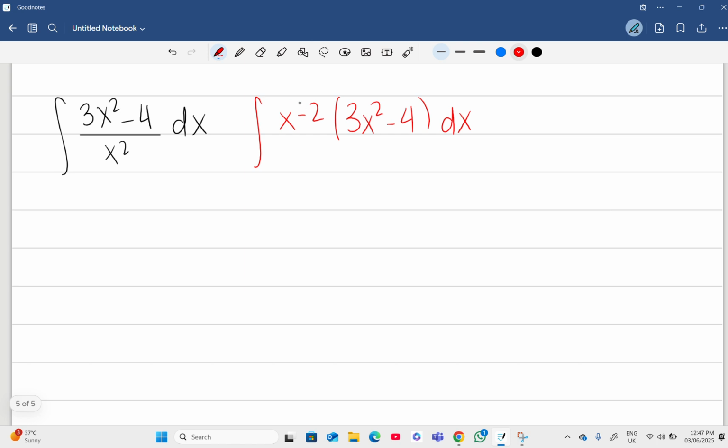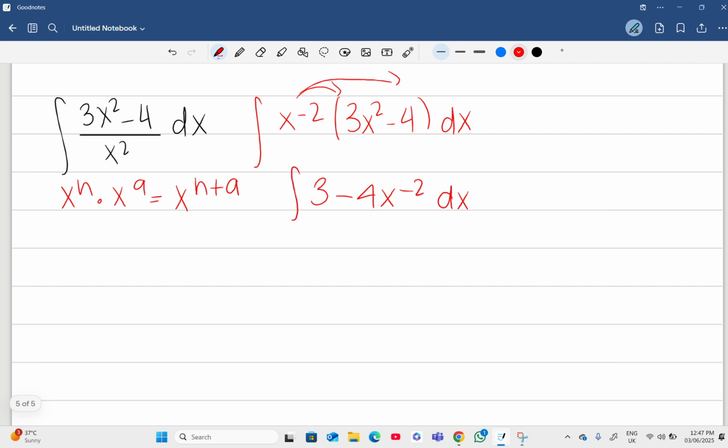Now what am I going to do? I'm gonna distribute x to the power of negative 2 over both terms. Now don't forget, if I have x to the power of n multiplied by x to the power of a, it equals x to the power of n plus a. So this is the rule I'm using. It's the rule you should always use. So I'm gonna get 3 minus 4x to the power of negative 2 dx.